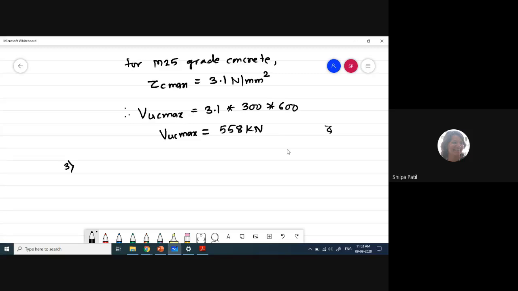Okay, now let us come to the third step. What is the next step? Calculate shear force resisted by concrete. So shear force resisted by concrete we have to calculate now. What is the formula? Tau C into BD. And this is denoted by VUC, right? Shear force resisted by concrete, tau C into BD. What is tau C now?